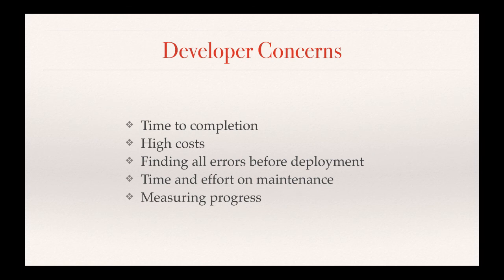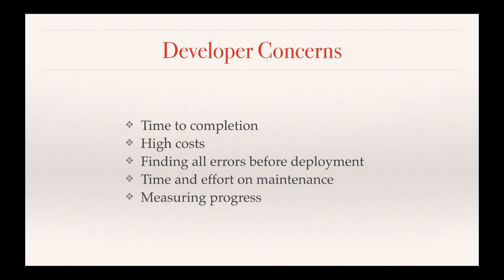Pressman wants to motivate the software engineering process by these developer concerns. The big ones, time and money, are up front here. Making sure that our software doesn't have a lot of bugs is certainly important. Understanding that the software will have to be maintained is critical. And finally, making sure that we know that we're making progress.